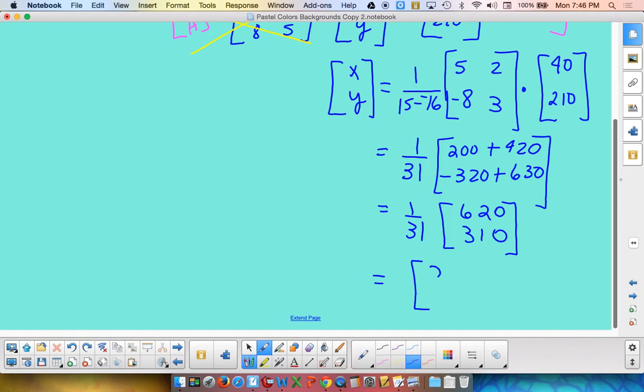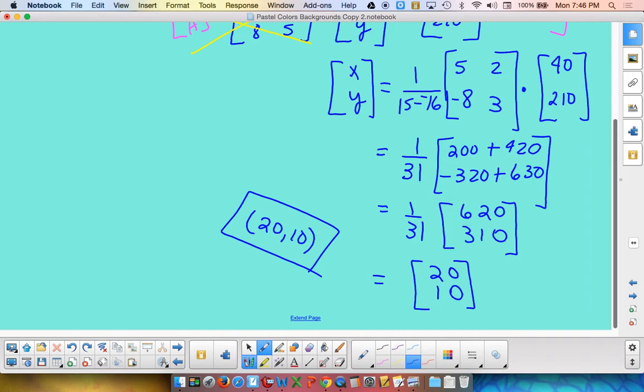31 goes into 62 twice, keep the 0, goes into 310 10 times, and we have a solution with a coordinate of 2010. You gotta love matrix equations. They work so fast and efficient. Even while they eat some paper, they're really quite simple to do.